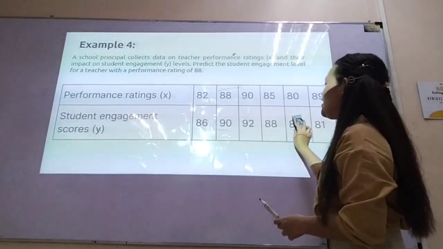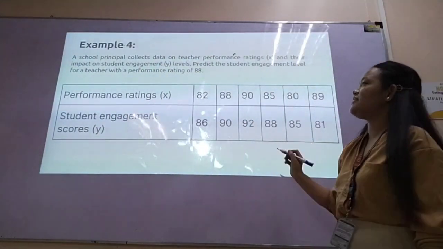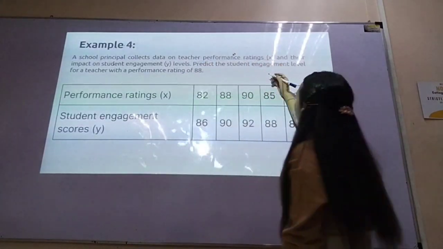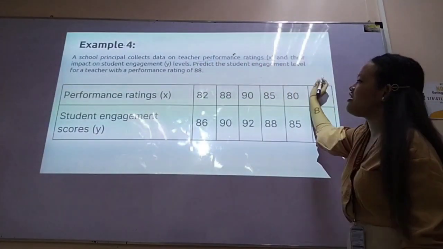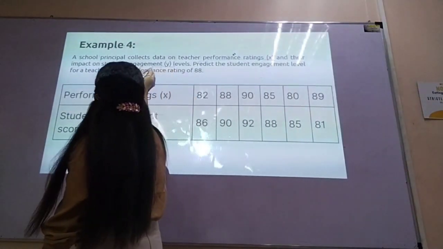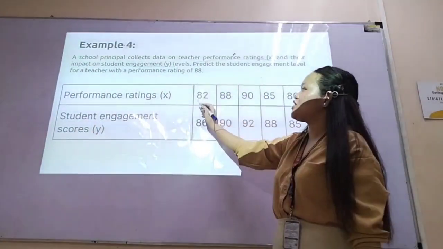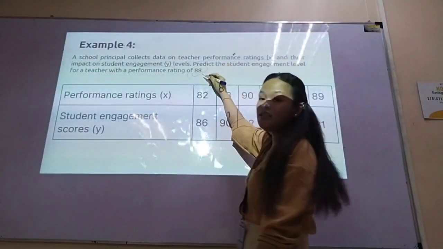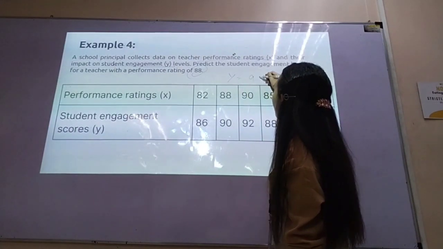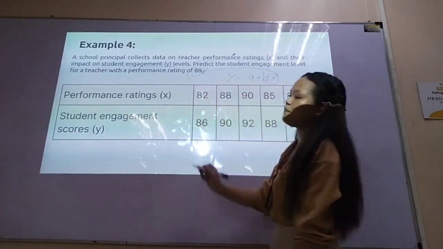Moving on to the fourth example. A school principal collects data on teacher performance ratings. This will be our x variable, or the independent variable, and their impact on student engagement levels, or our y, or dependent variable. Predict the student engagement level for a teacher with a performance rating of 88. This will be our constant in the formula y is equals to a plus b multiplied by x. So this is x, our 88.